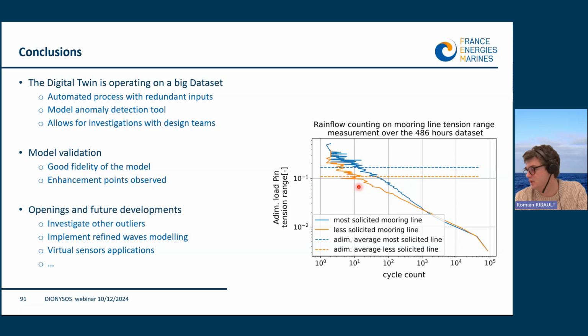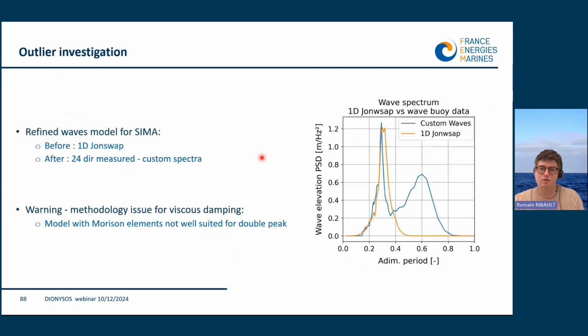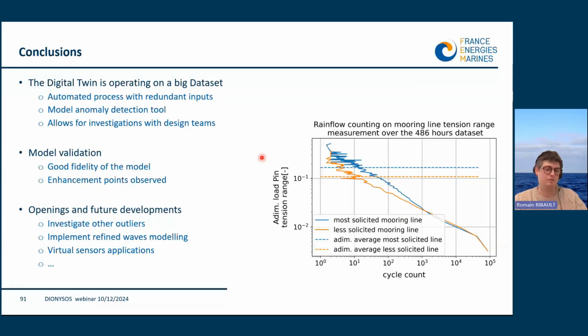However, to perform tension rainflow counting, we can still have an idea of the accuracy of the model by looking at the natural frequency periods of the system, which are not perfect, but in the good order of magnitude. Unfortunately, here we don't have surge and sway, which are the most sensitive to the mooring system. So yeah, we will look at it later on in the project.